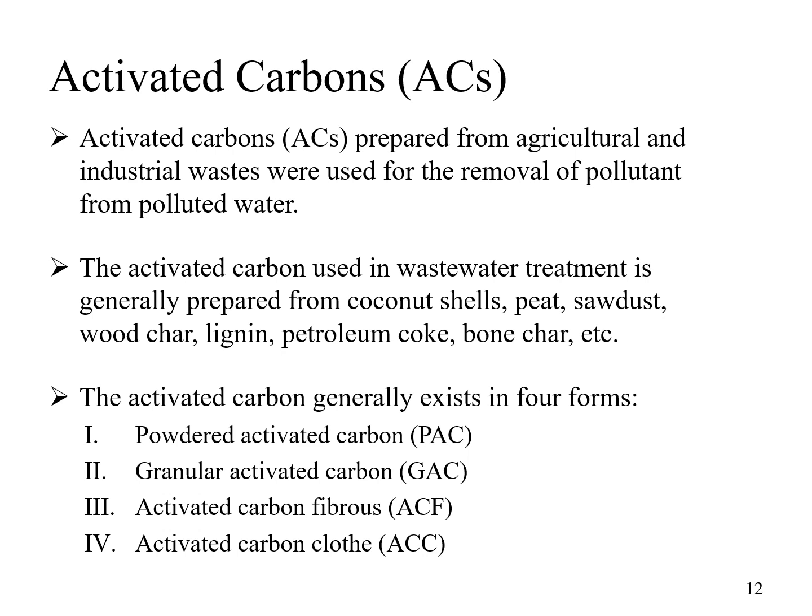Activated carbons. Activated carbon prepared from agricultural and industrial waste was used for the removal of pollutants from polluted water. The activated carbon used in wastewater treatment is generally prepared from coconut shells, peat, sawdust, wood char, lignin, petroleum coke, bone char, etc. The activated carbon generally exists in four forms: powder activated carbon, granule activated carbon, fibers, and activated carbon cloth.